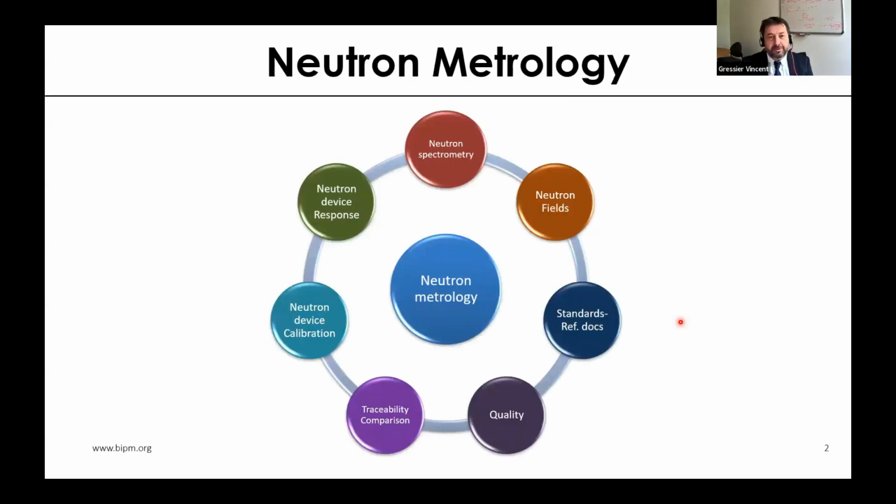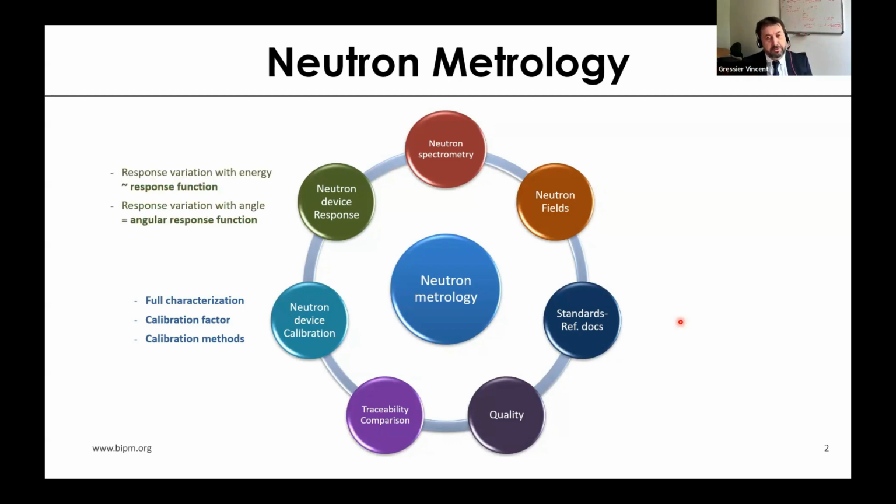Starting with neutron calibrations, first I would like to say that in this webinar I will not go through all the topics that cover neutron metrology, because if you want to discuss everything, you will have to discuss what a neutron device calibration is, which could be full characterization, calibration factor, calibration methods. For that, we have to investigate what a neutron device response is, which could be a variation with energy or with angle. And you will also have to discuss neutron spectrometry, because we have to determine the neutron fluence energy distribution, and also the neutron angular energy distribution.